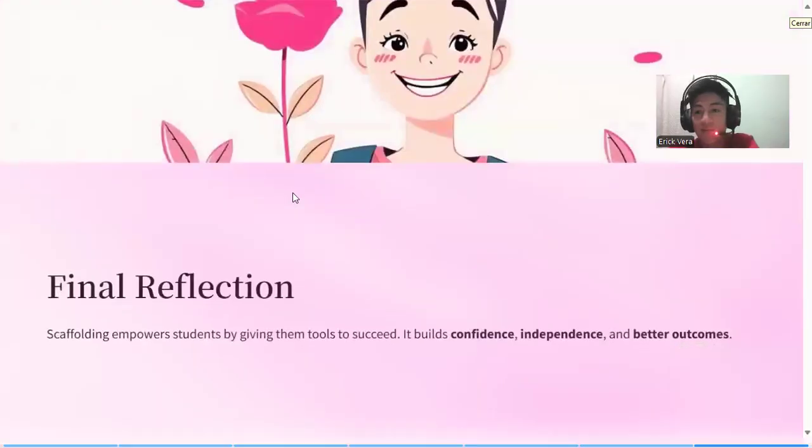And as a final reflection, scaffolding empowers students by giving them tools to be successful, building confidence and independence for better outcomes, following those processes: I do, we do, you do.